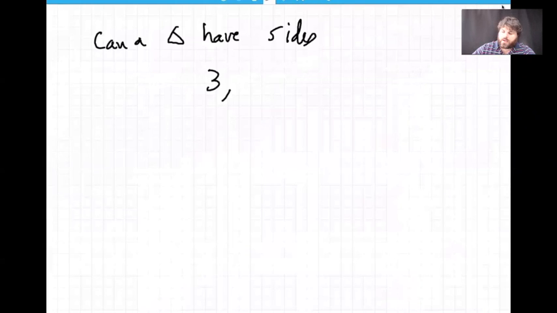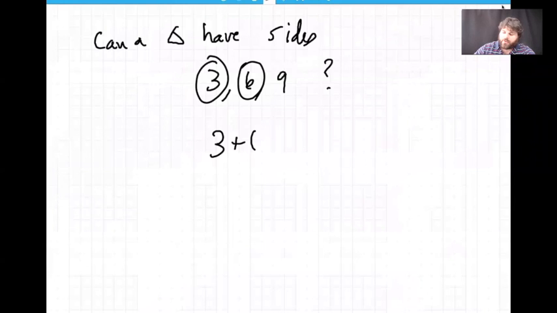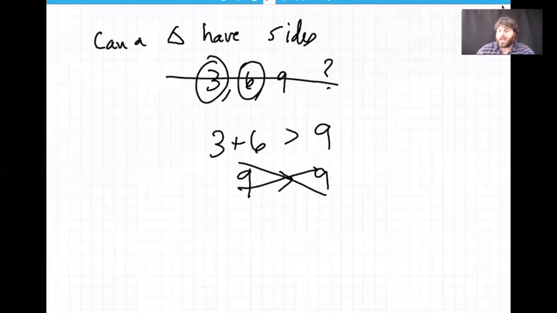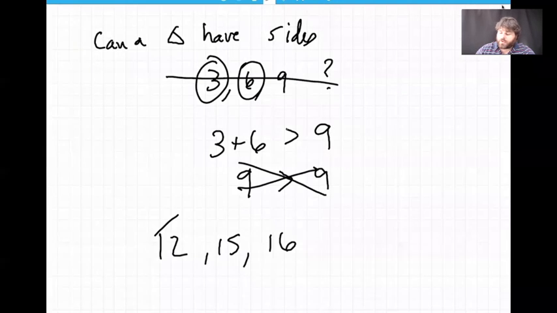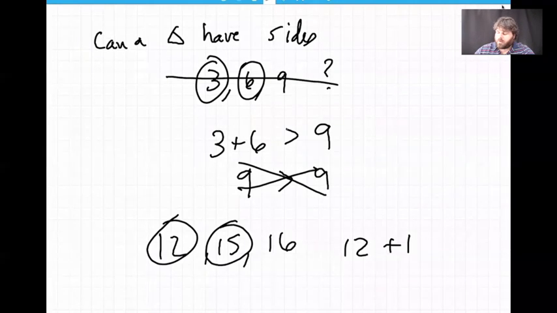Now, how they're going to ask you that on the ACT is they're going to say, can a triangle have sides 3, 6, and 9? Well, the two smaller sides, when you add them together, have to be bigger than the largest side. And that's not true. So you cannot have a triangle with those length sides. How about 12, 15, 16? Yes, the two smaller sides added together are bigger than the largest side. So you could have a triangle with 12, 15, and 16. It's called the triangle inequality theorem. The two smaller sides just have to be bigger together than the largest side.